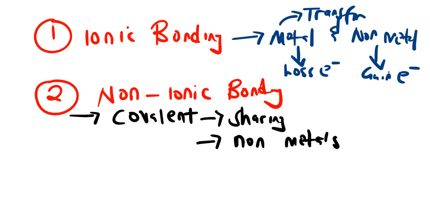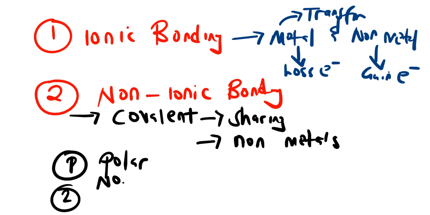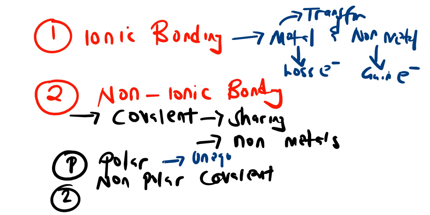Now there are about two types of covalent bonding that you're supposed to understand. Number one is what we call a polar covalent bond, and number two is what we call a non-polar covalent bond. So it is very important for you to understand these concepts. When we're talking about polar, we're talking about an unequal sharing of electrons. Others will call it an uneven distribution of electrons.